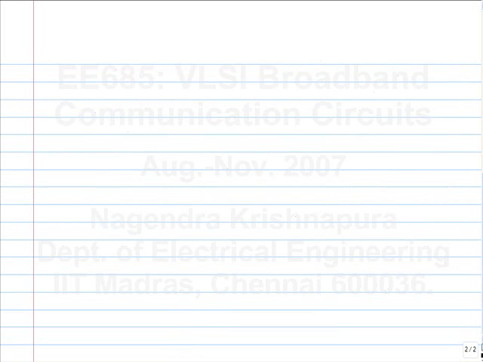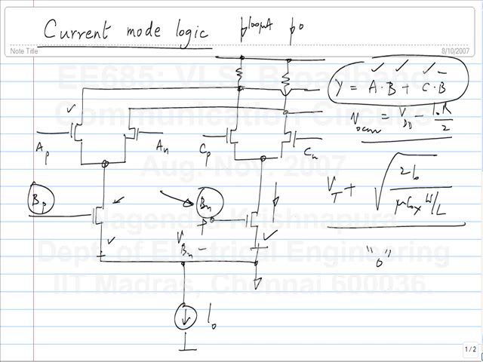Range of detection. Why will it be reduced? What is the voltage swing here? You mean the output voltage swing? What will be the output voltage swing in this case? By voltage swing, I mean the difference between the output voltage corresponding to logic 1 and the output voltage corresponding to logic 0. How much is that? 2 I naught R. It's the same thing as before, right? It is not changed at all. It depends only on I naught and R.